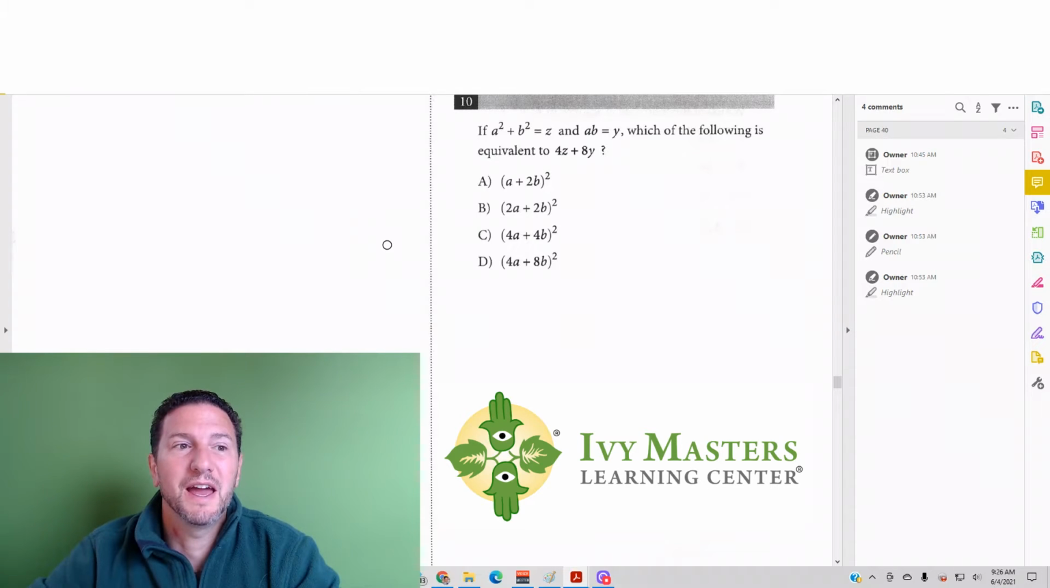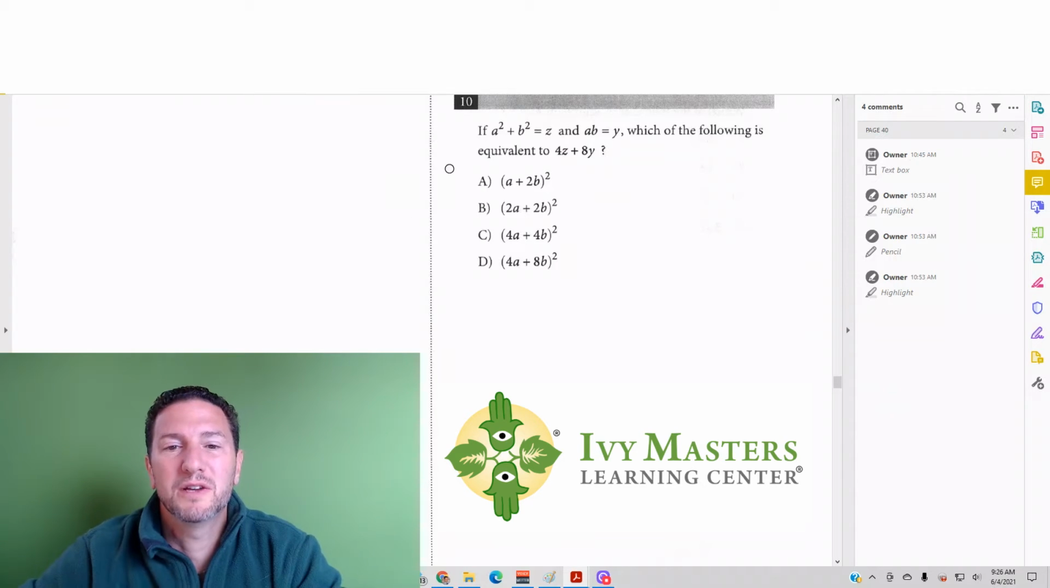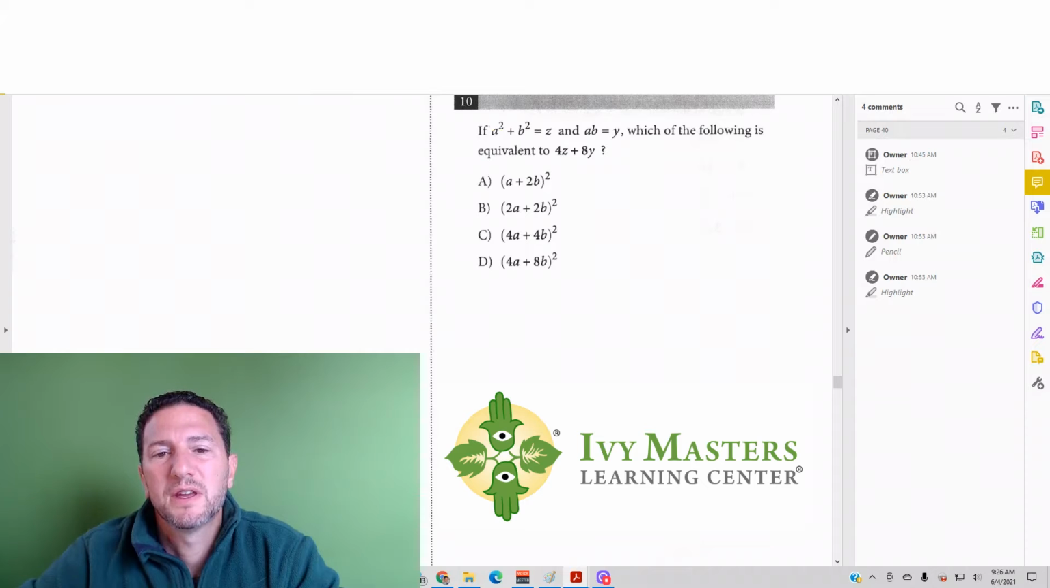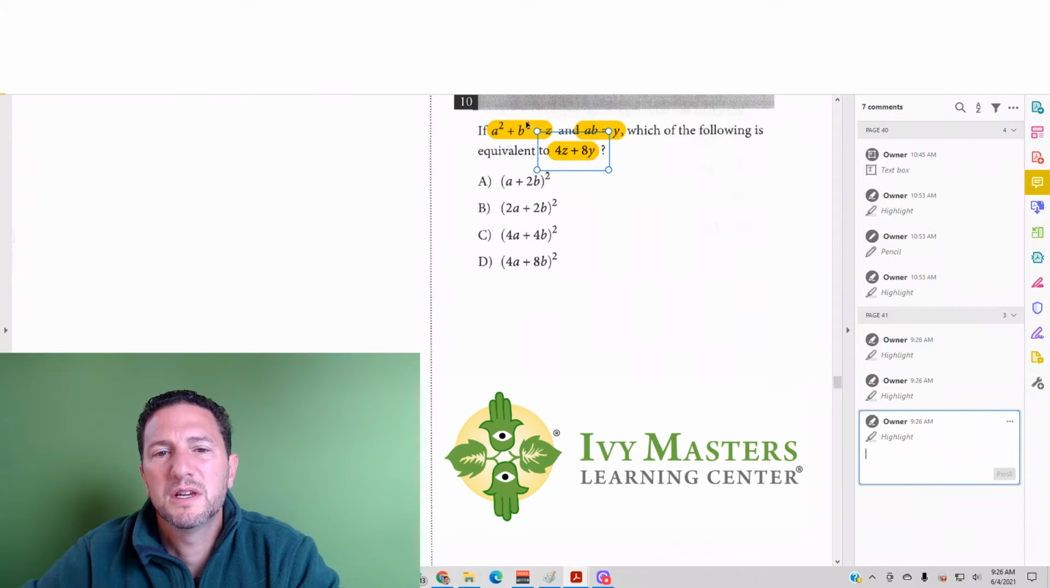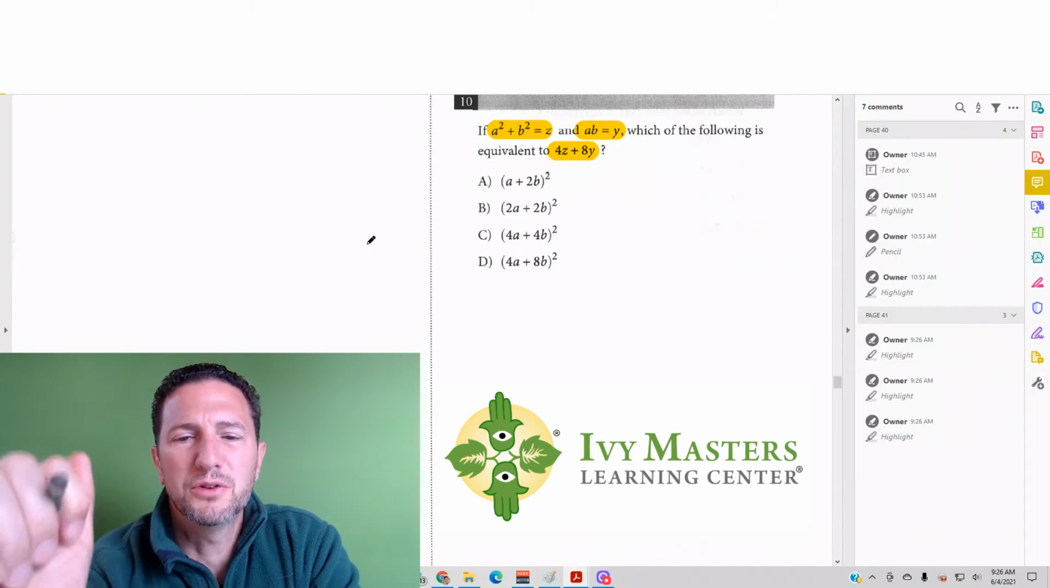Today, we're going to look at Test 5, Section 4, number 10, with a need-to-know approach to a question. Number 10 reads, if a squared plus b squared equals z and ab equals y, which of the following is equivalent to 4z plus 8y? So that approach is the following.